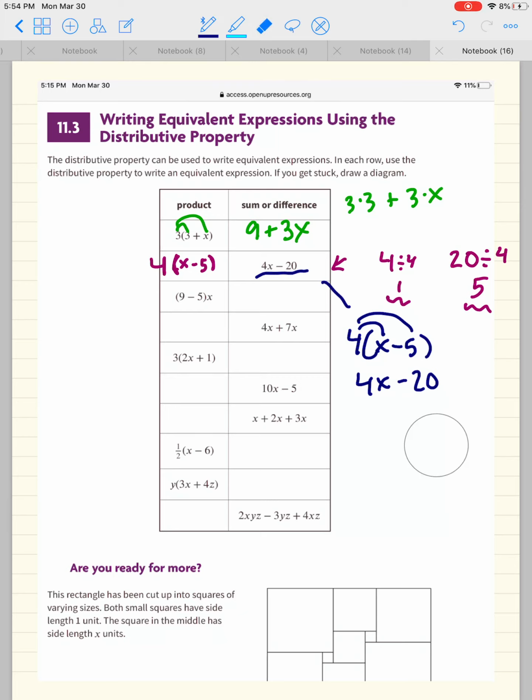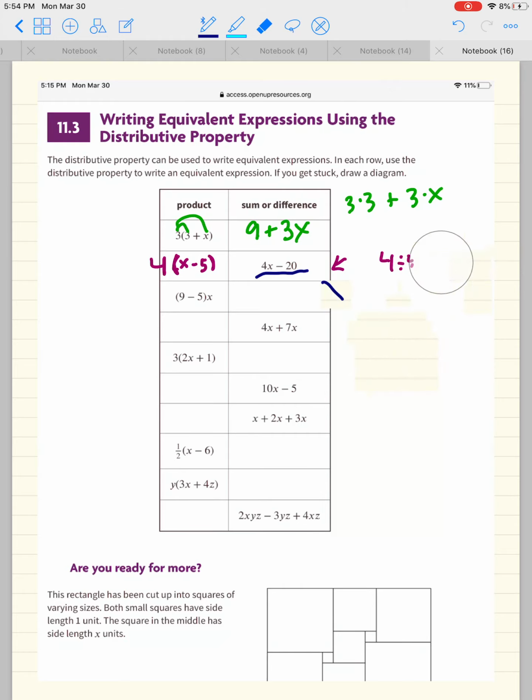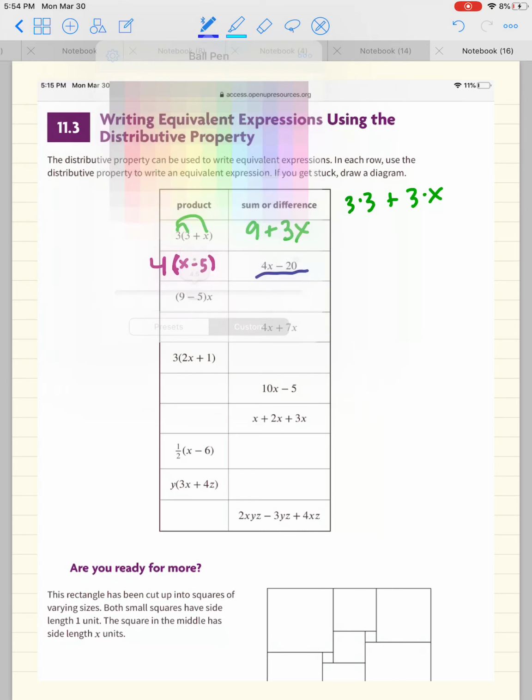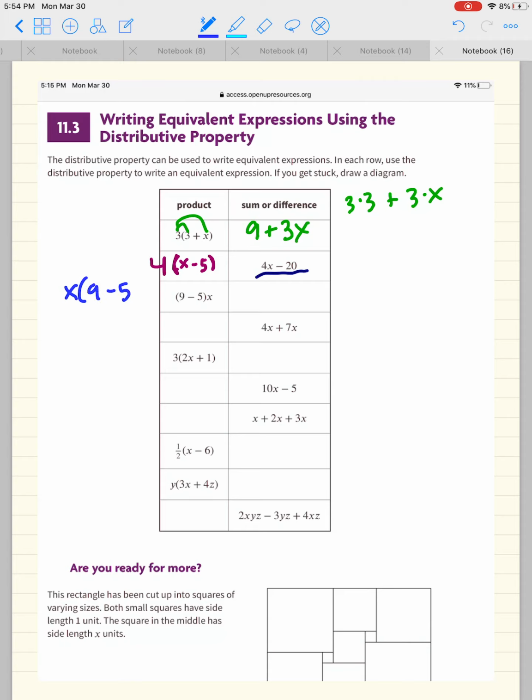Okay, I'm going to do the very last one, and then I want you guys to try the rest on your own. Just so you know, 9 minus 5 times x is the same as x times 9 minus 5. And we're going to have to distribute out this x. When we distribute it out, we're doing x times 9 plus x times 5. And so that ends up being 9x minus 5x.